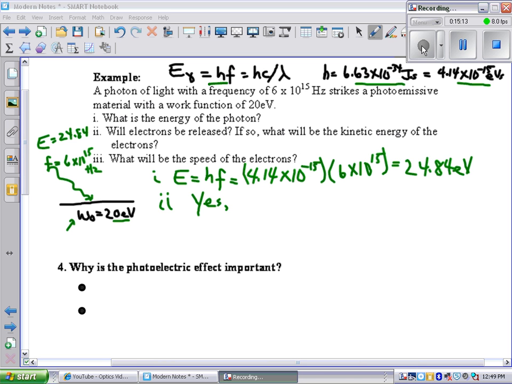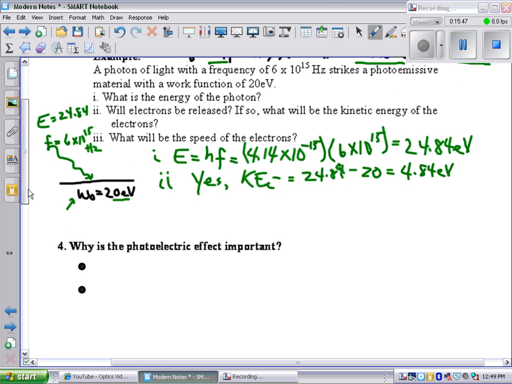And then what's the kinetic energy going to be? Well, the light has 24.84 eV per photon to give up. The electron is going to only take 20 to make it be released. The rest goes into the kinetic energy. So the kinetic energy of the electron is going to be 24.84 minus 20, which is going to give me a value of 4.84 eV.